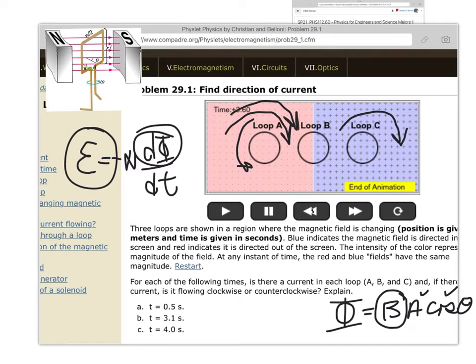So just to summarize, when the field goes from blue through 0 to red, the direction of the induced EMF doesn't change. It's when the field goes from maximum blue and starts decreasing, or from maximum red on the other side and starts decreasing, that's when the flux changes direction.